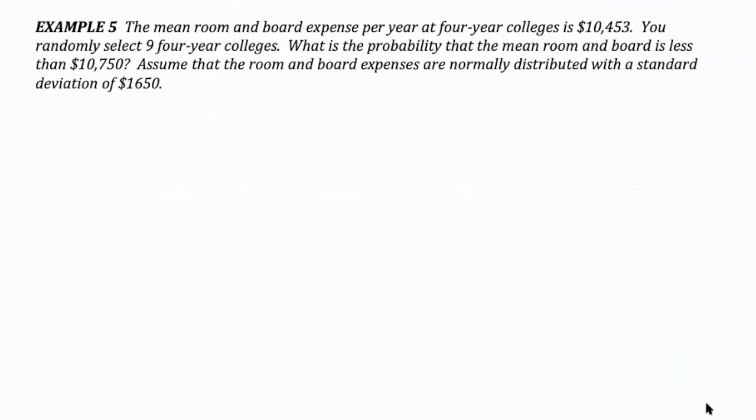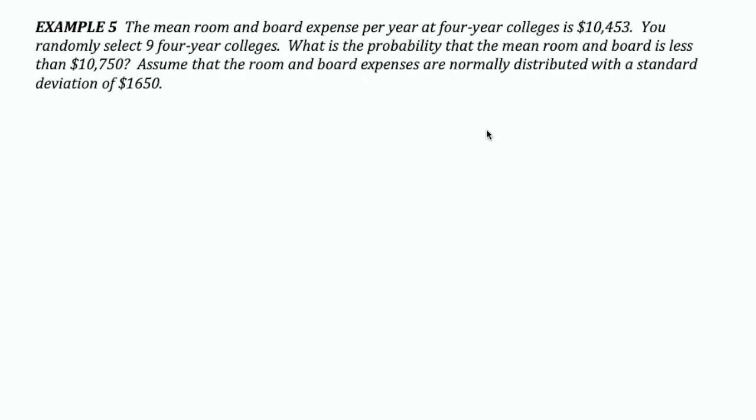One last example is example 5. The mean room and board expense per year at four-year colleges is $10,453. You randomly select 9 four-year colleges. What's the probability that the mean room and board is less than 10,750? Assume that the room and board expenses are normally distributed with a standard deviation of 1,650.